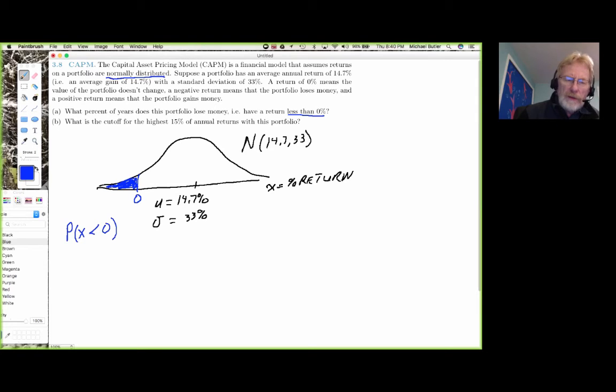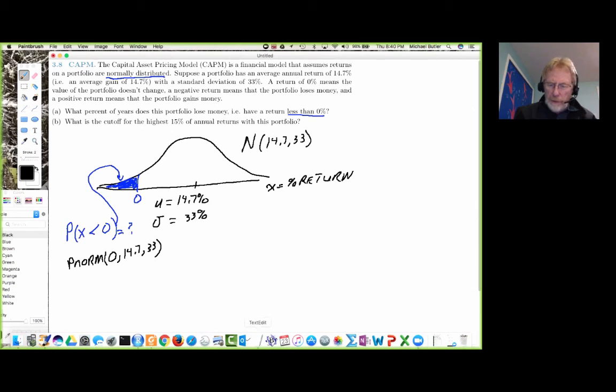So once I know that I'm looking for that shaded region, I know what tool from R to pick up on. This is going to be using pnorm. Now what do I have to put into pnorm? I have to put in the left tail cutoff point, because this is a left tail, and that cutoff point in this case is 0. Then I give the mean of the distribution, which is 14.7, and the standard deviation, which is 33.